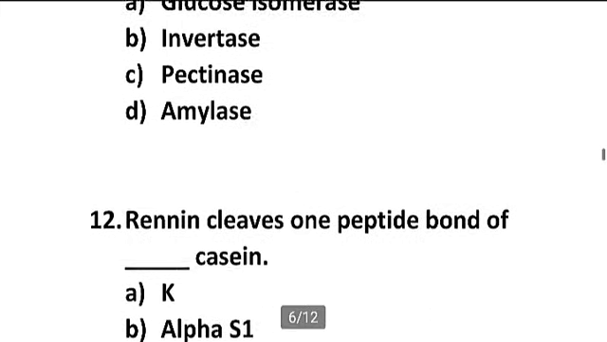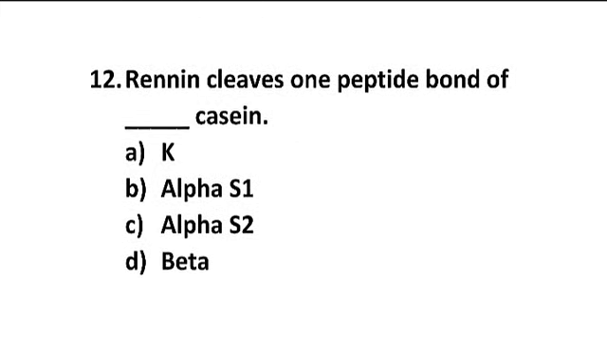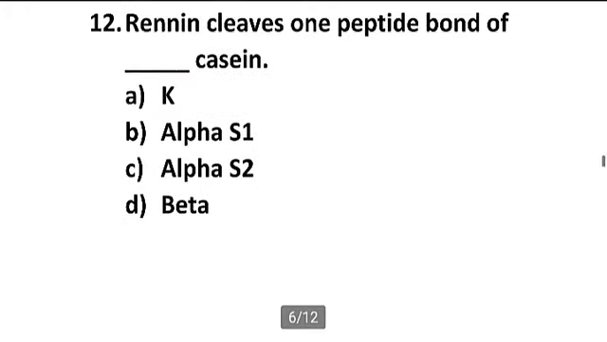Now moving to next question. Next question is rennin cleaves one peptide bond of dash casein, and the options given are A. Kappa casein, B. Alpha S1 casein, C. Alpha S2 casein, D. Beta casein. So rennin cleaves the peptide bond of kappa casein. So the right option is option A, that is kappa casein.